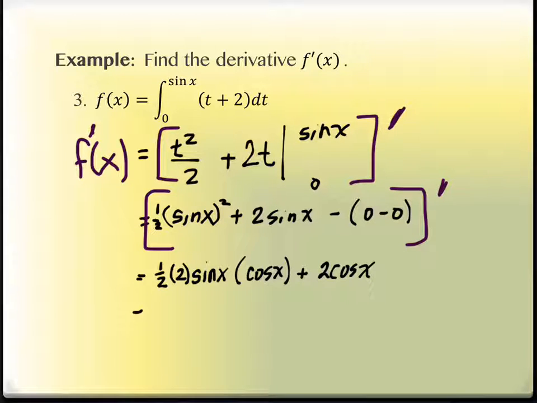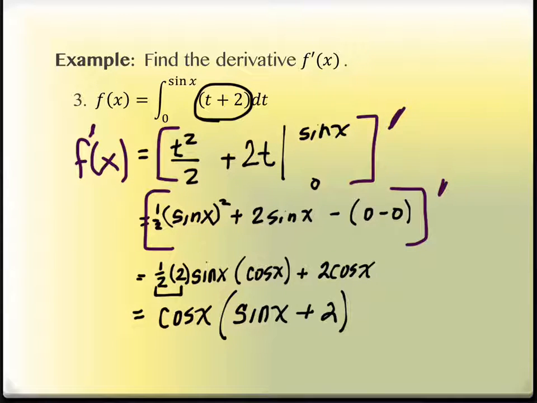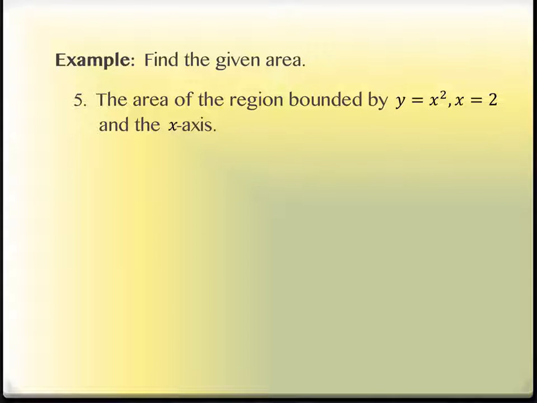What I want you to notice is that this simplifies. I end up with cosine in both terms, so I'm going to factor the cosine out. That leaves me with sine of x plus 2, which is the same thing as this with the sine plugged in, times the derivative of sine, which is cosine. So there's the chain rule actually showing up in the process. There's no expectation for you to do that on any of the problems, but that's what you're shortcutting by having the Fundamental Theorem of Calculus Part 2. All right, let's move on to example 5, which is where we were last time.